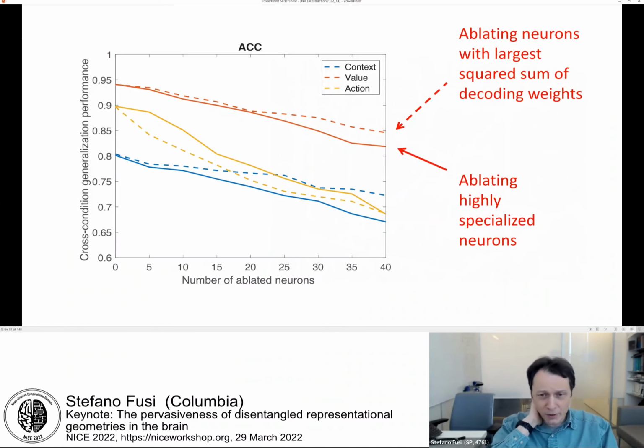Okay, now you might wonder whether there are just a few neurons that are responsible for this, and all the others are just mixing all these variables in a complicated nonlinear way. And that these neurons are highly specialized. So you would have neurons that encode context, neurons that encode value, neurons that encode action. Okay, so this is not the case. It's not the case in this data set. It's not the case in any of the data sets that we analyzed.